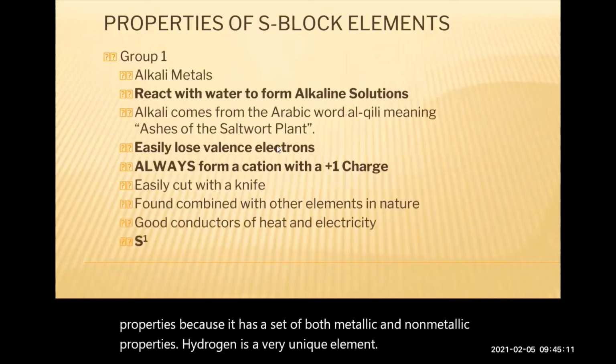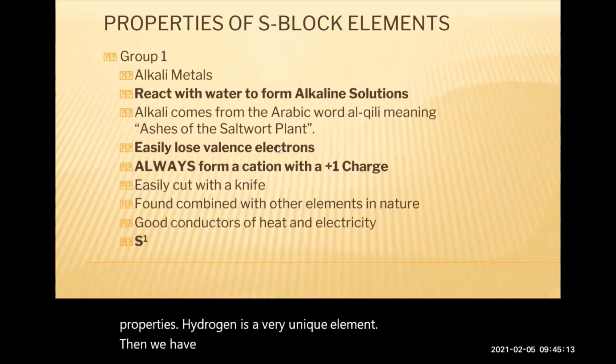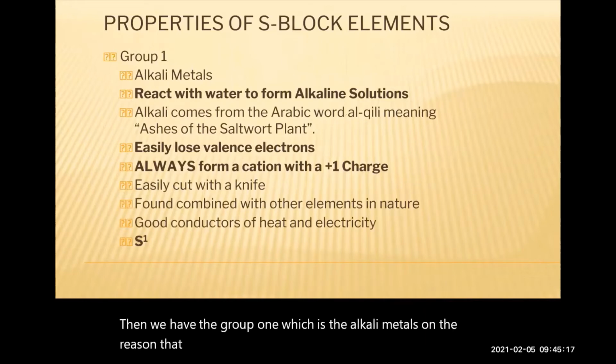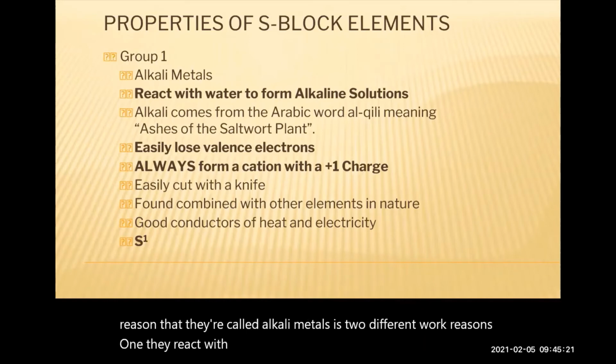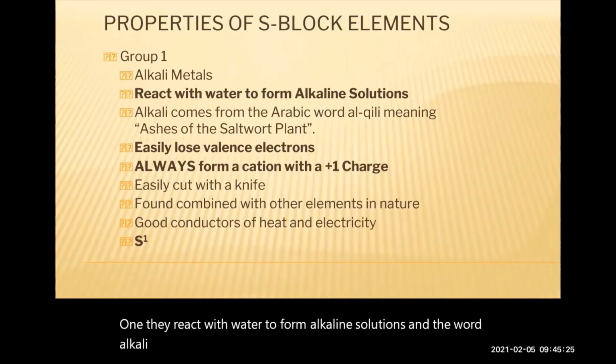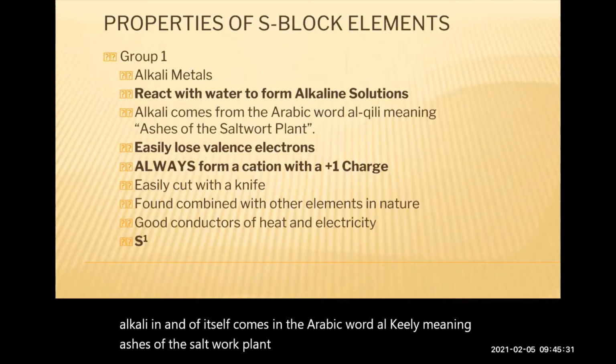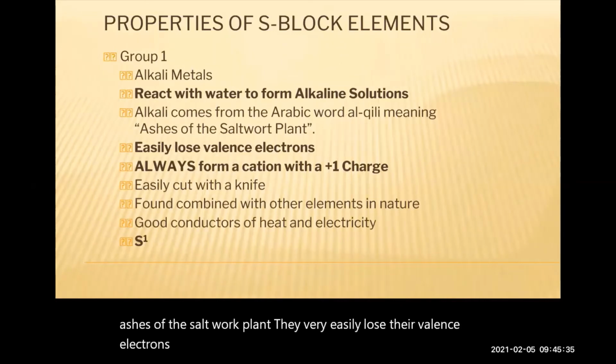Then we have group 1, which is the alkali metals. The reason that they're called alkali metals is for 2 different reasons. One, they react with water to form alkaline solutions. And the word alkali in and of itself comes from the Arabic word alkili, meaning ashes of the saltwort plant. They very easily lose their valence electrons. They always want to form a cation with a 1+ charge.